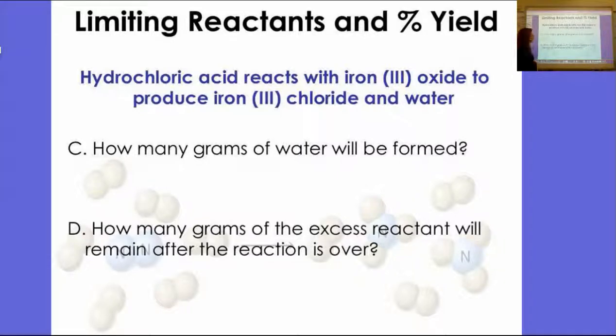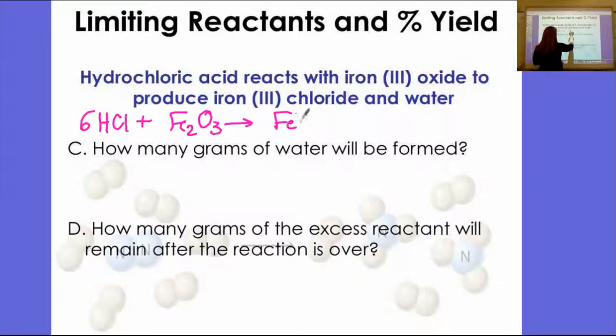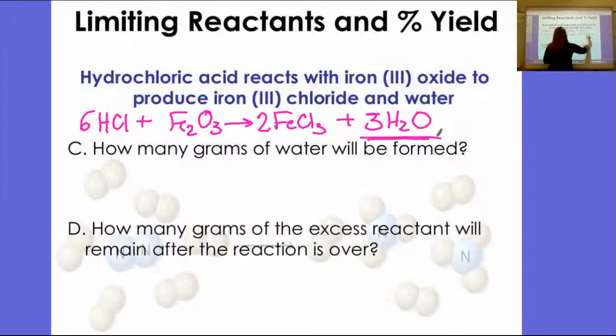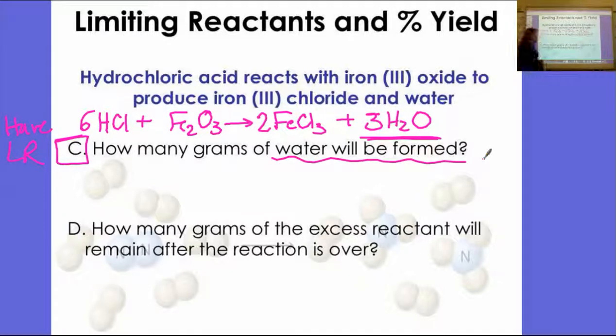Part C, how many grams of water will be formed? Using the same equation, 6 hydrochloric acid plus Fe2O3 gives me FeCl3, that's 2 of these. And how many waters? 3 waters. How many grams of water will be formed? Here's where I have to be careful. Who do I start with? I was given 2 amounts at the beginning. You have to start with what you have of the limiting reactant whenever you calculate any product.